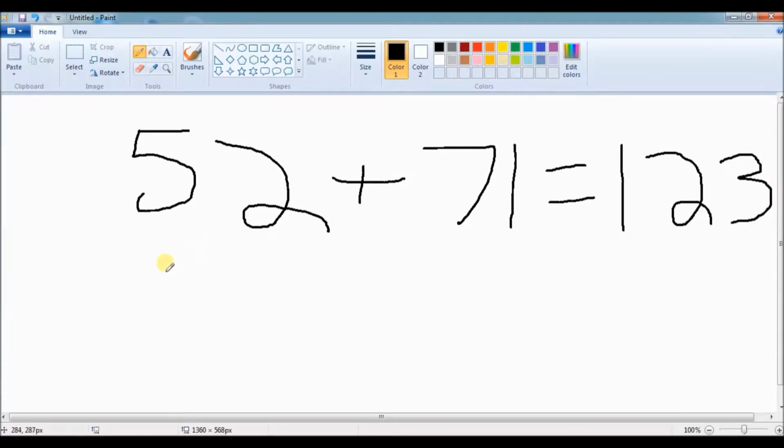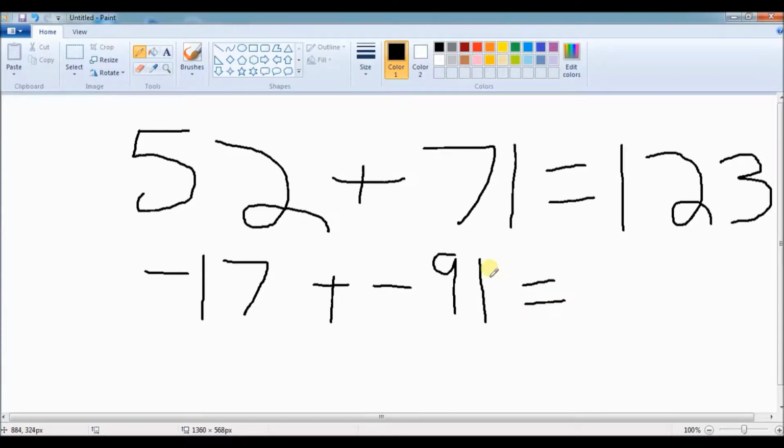Alright, what about negative 17 plus negative 91? Again, same team. Negative, negative. Add them and keep the sign. 91 plus 17, 108. And the answer stays negative since everyone's a negative.